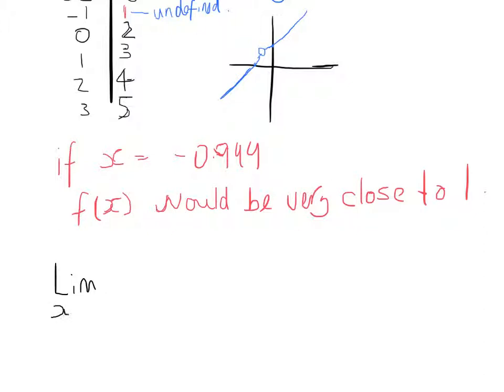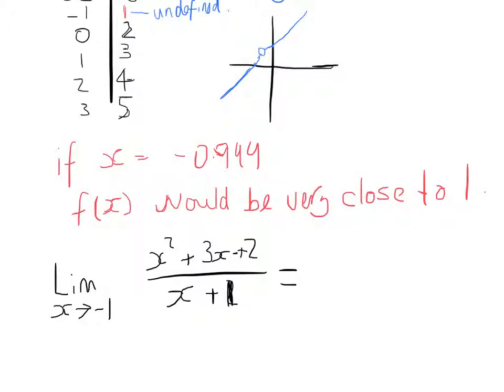The limit as x approaches negative 1 of x squared plus 3x plus 2, all over x plus 1, equals 1. It's saying that while we don't know what it is when x equals negative 1, we know when x gets very close to negative 1, it gets close to 1. We can't know exactly what it is because it's undefined, but we can assume that it's 1 for the sake of most purposes. And that's what a limit is.